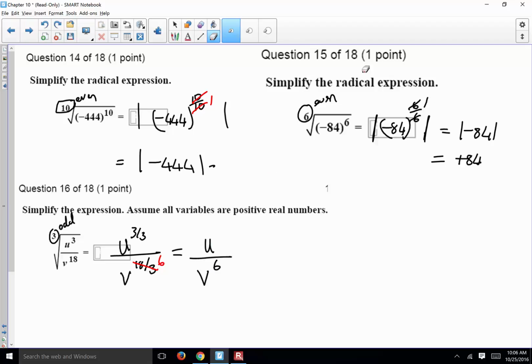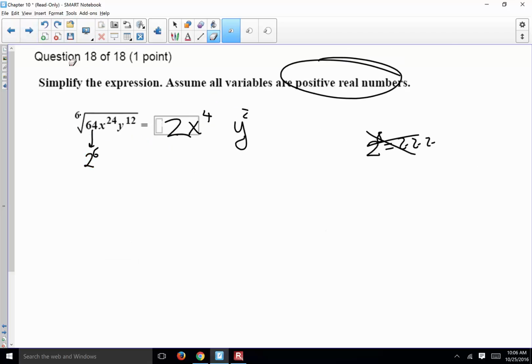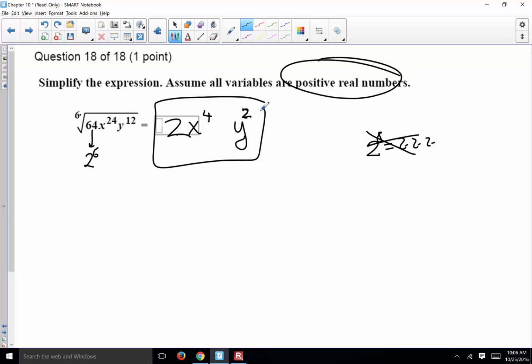In 15, did we need an absolute value? Yes, because it doesn't say positive numbers. It doesn't say positive in 15 and anything before, but 16, 17, and 18 have positive numbers, so don't worry about putting absolute values. This is the answer. Okay? So you're saved, no absolute value required.